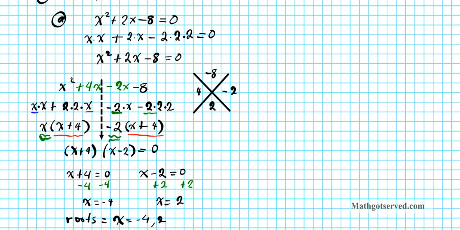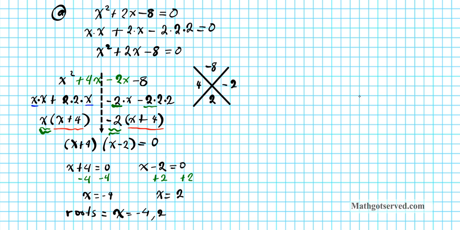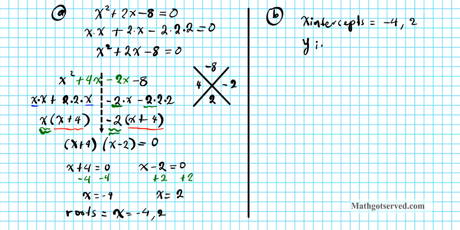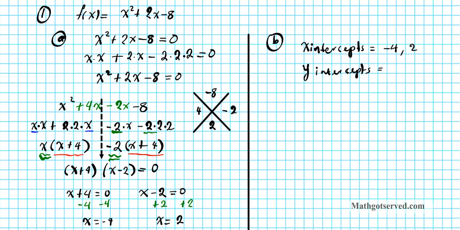Now what we're going to look for next are the x and y intercepts. So let's put that over here, B. The x-intercepts are simply your roots, okay? So your x-intercepts are going to be negative 4 and 2. Your y-intercept is going to be the value of c in the standard form of the equation of your quadratic function, okay? So the c is negative 8, as you can see here, so your y-intercept is negative 8.